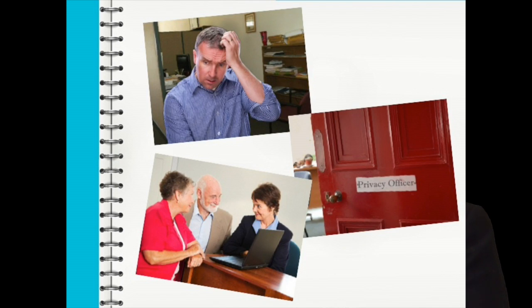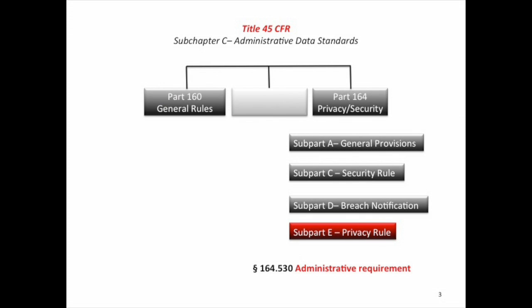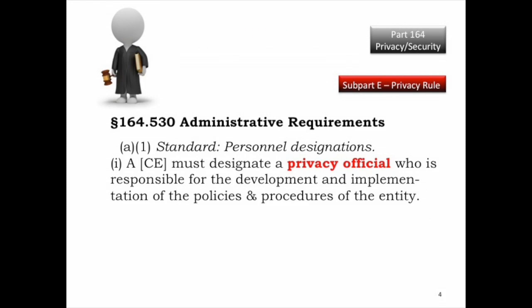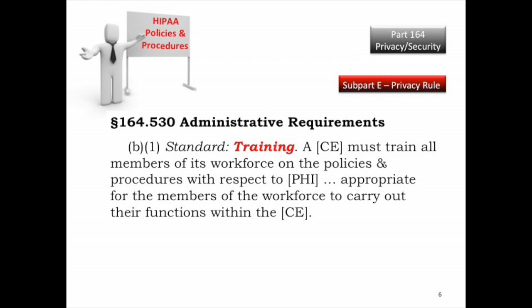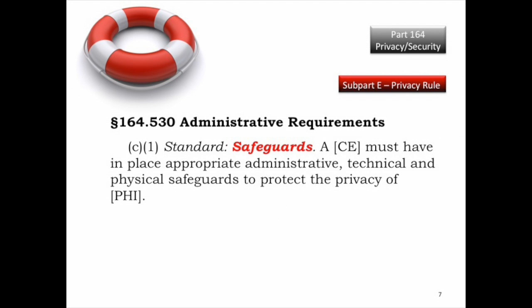This tutorial will explain the functions of a privacy official. Every covered entity, no matter how small, must have one. The privacy official is an administrative requirement of the privacy rule. The privacy official is responsible for developing and implementing policies and procedures of the entity. He or she is responsible for training the workforce and determining what administrative, technical, and physical safeguards are needed.